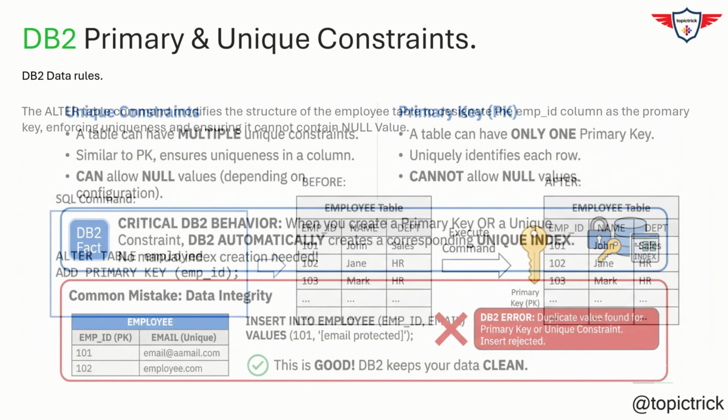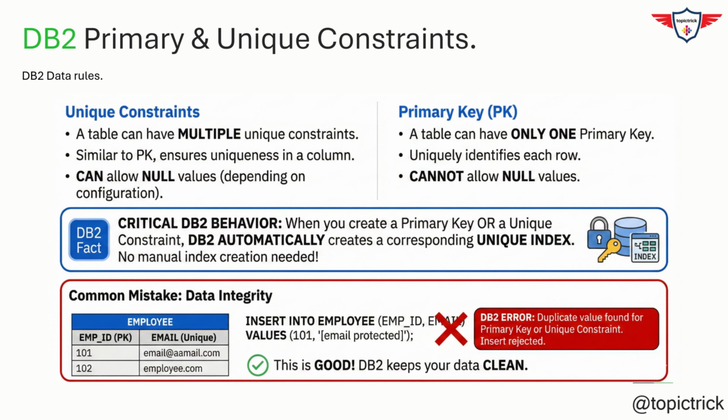Now, what about a unique constraint? It's similar, but a table can have multiple unique constraints, while it can only have one primary key. Here's the thing to remember. In DB2, when you create a primary key or unique constraint, DB2 automatically creates a unique index for you. You don't need to create one manually. Pay close attention here. A common mistake is trying to insert a duplicate value into a primary key column. DB2 will stop you and throw an error. This is good. It keeps your data clean. Quick recap. Primary keys identify rows. Unique constraints prevent duplicates. Both automatically create indexes.